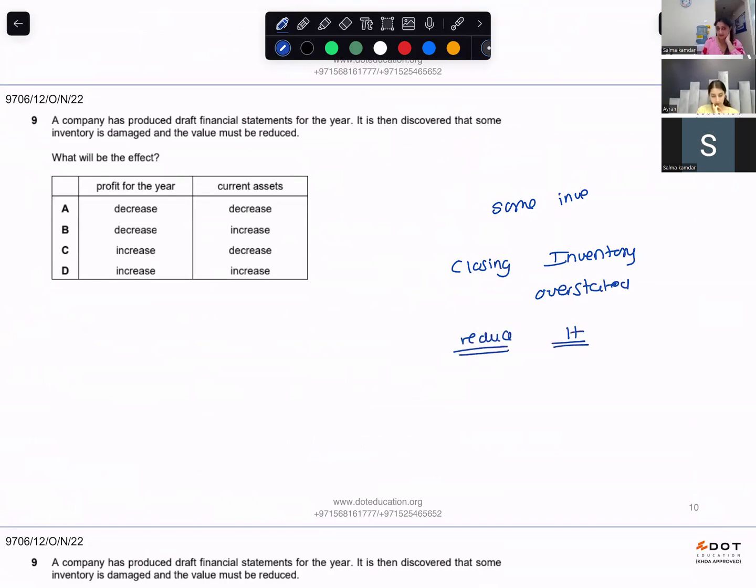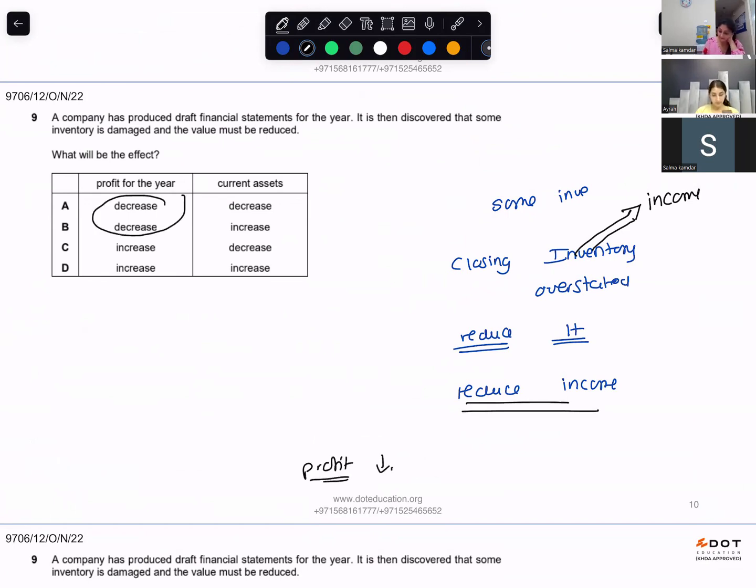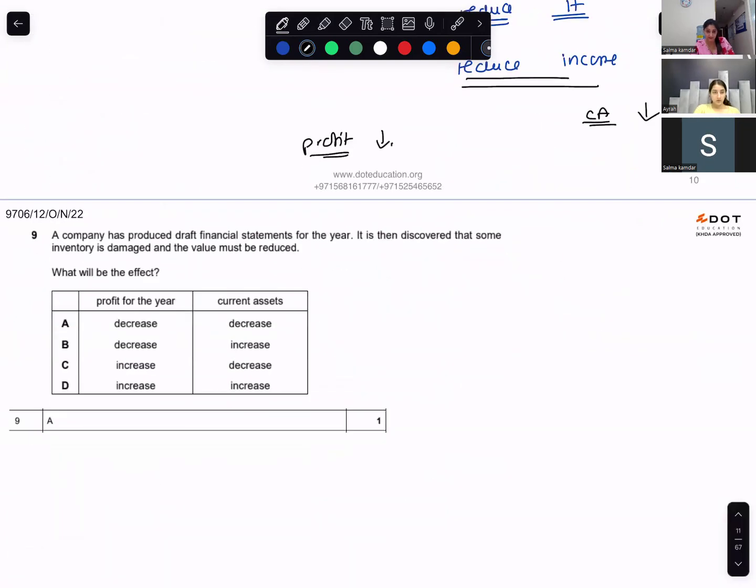Since you have to reduce it, you have to reduce your income, because closing inventory is treated as an income. So if you're reducing your income, your profit will decrease. And closing inventory is also a current asset, so current asset also has to decrease. So option A. Okay. Go to the next one.